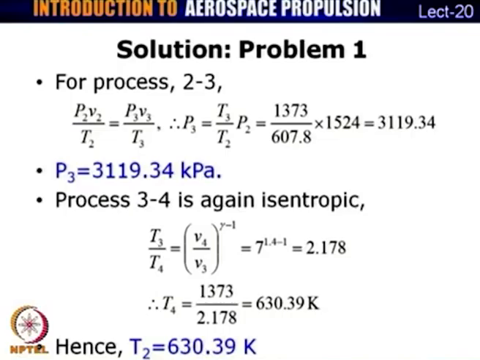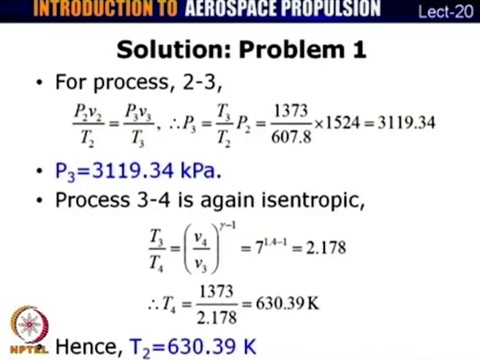So, using isentropic expressions, we determine T3 by T4 is equal to V4 by V3 raised to gamma minus 1, which is equal to 7 raised to 1.4 minus 1, which is 2.178. Therefore, T4 is equal to 1373 by 2.178, that is 630.39 Kelvin. Therefore, temperature at state 4 is equal to 630.39.